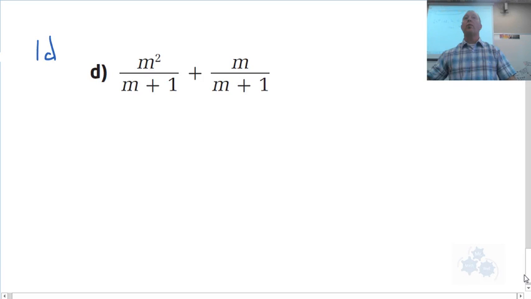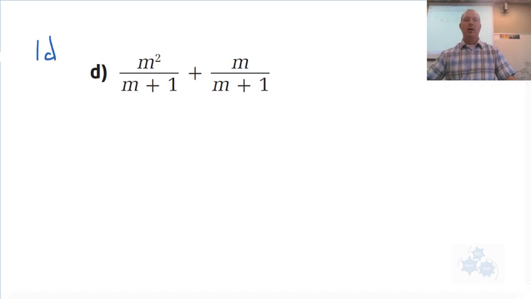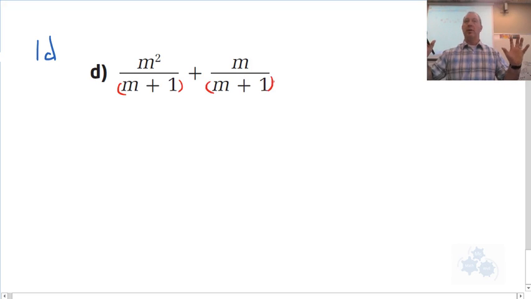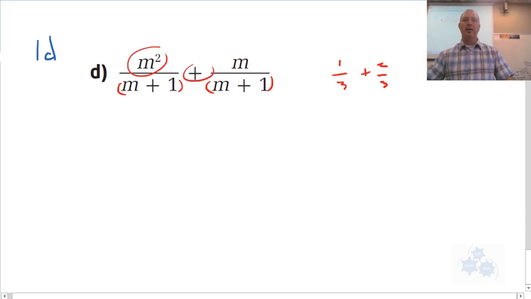The denominators are already equal? They're already common? Okay. So if these are already the same, m plus 1 and m plus 1, that's kind of like saying we have 1 over 3 plus 2 over 3. If they're common denominators, we don't have to do anything to the denominators. We just have to add the tops. So this is m squared plus m over m plus 1.